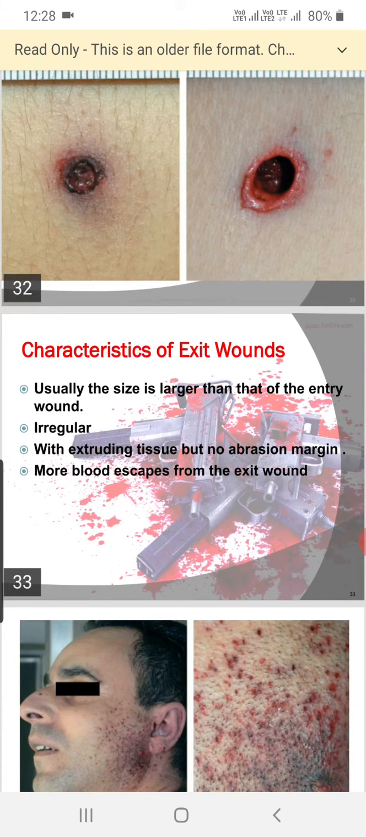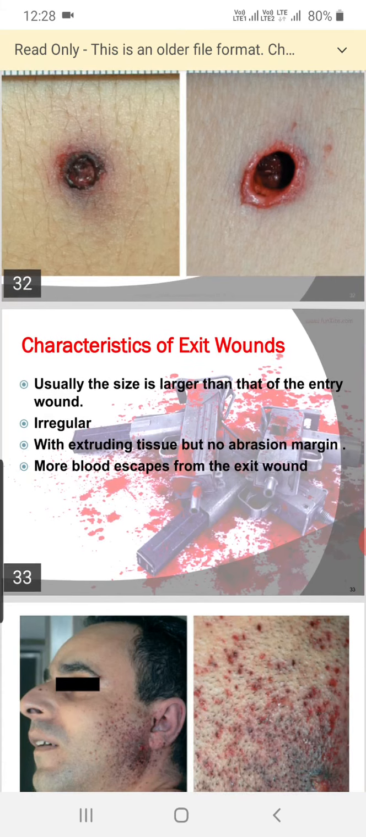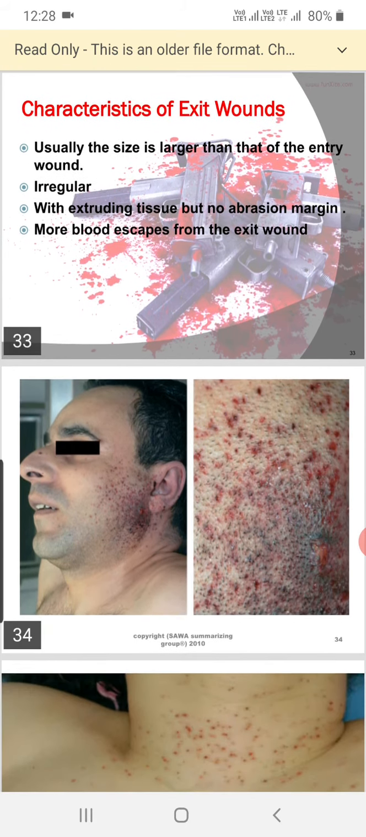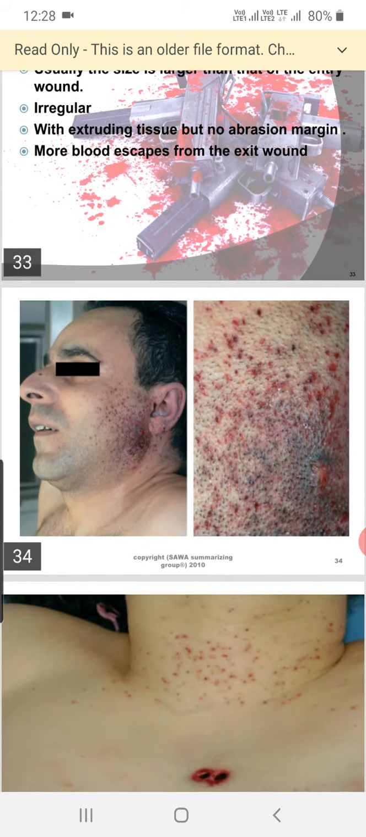Now characteristic of exit wound. Usually the size is larger than that of the entry wound. It will be of irregular shape with extruding tissue but no abrasion margin. More blood escapes from the exit wound. Okay, so as you can see in the slide, it is an entrance wound. There is multiple stippling or tattooing present.